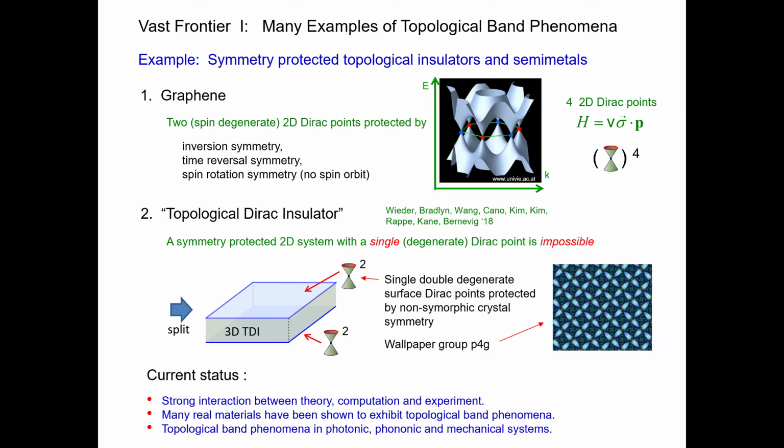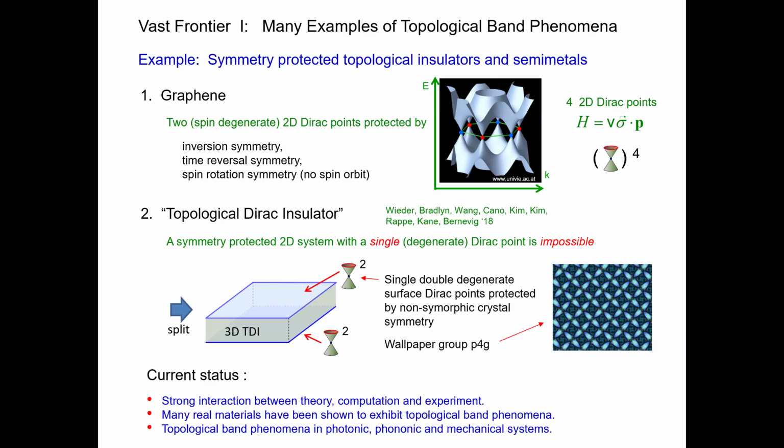For example, crystal symmetries have a huge interplay. Let me just say, for example, graphene. Graphene is a material that has these Dirac points, and you can ask the question, why do you have these Dirac points?